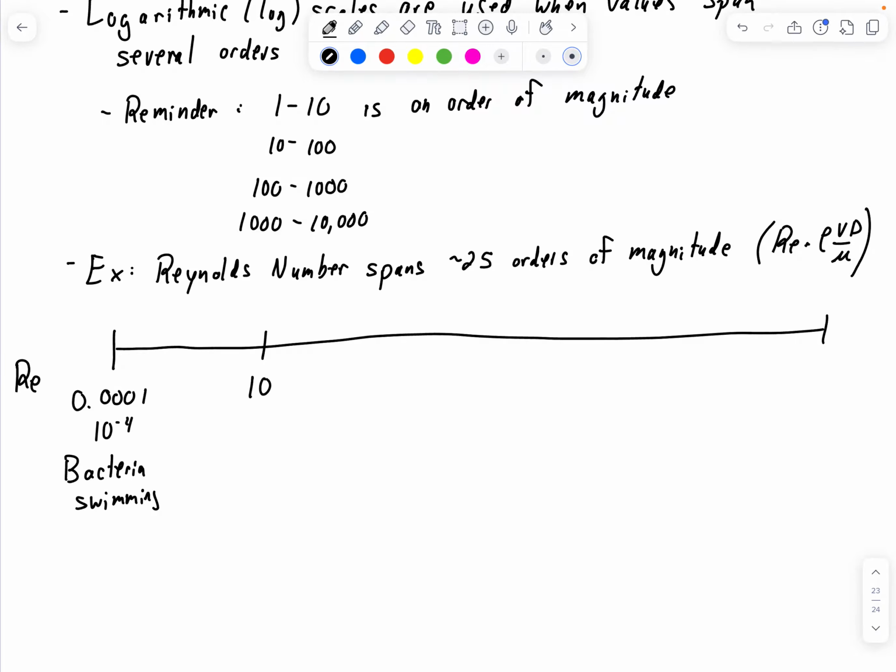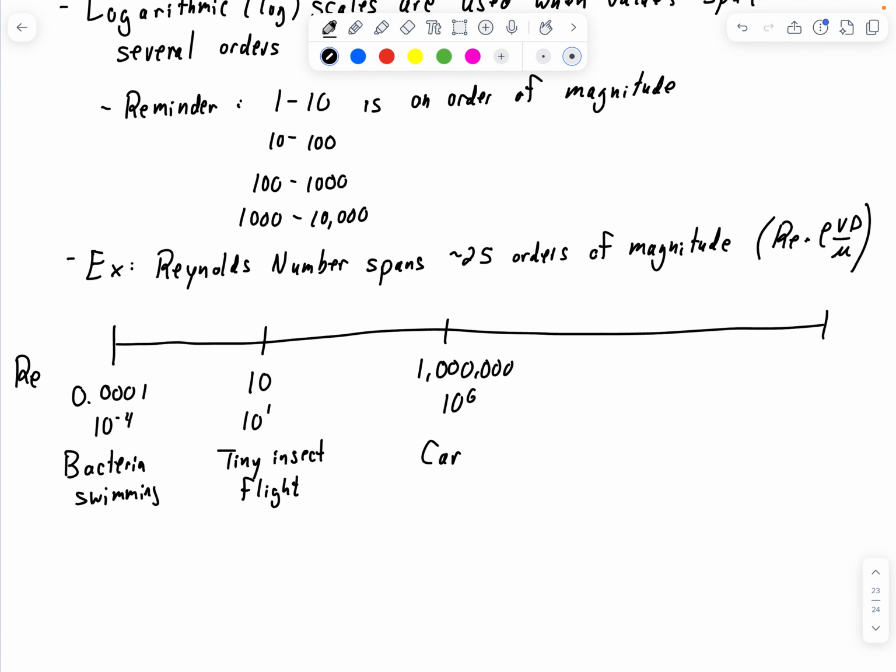Now moving up the scale a little bit, we could go to a Reynolds number of about 10, which is 10 to the 1, and this would correspond to something like tiny insect flight. So if we have a millimeter scale insect that's flying through the air, the Reynolds number of the flow around its wings would be about 10. Now moving up further by several orders of magnitude, we could go up to, say, 1,000,000. So a Reynolds number of about 10 to the sixth. This would correspond to an automobile, some sort of car, maybe on the interstate driving around.